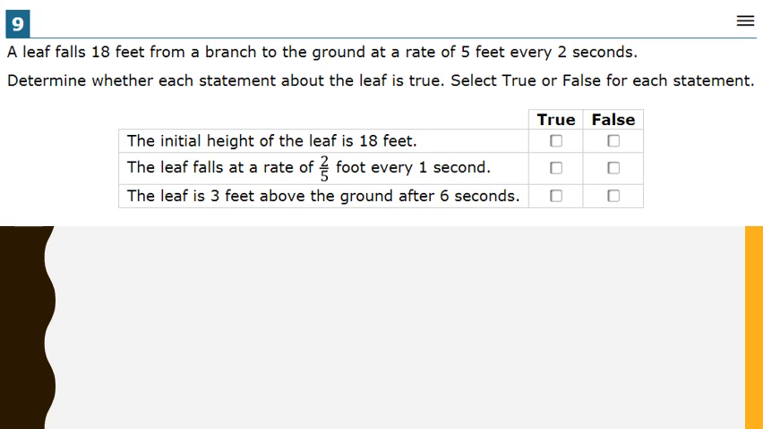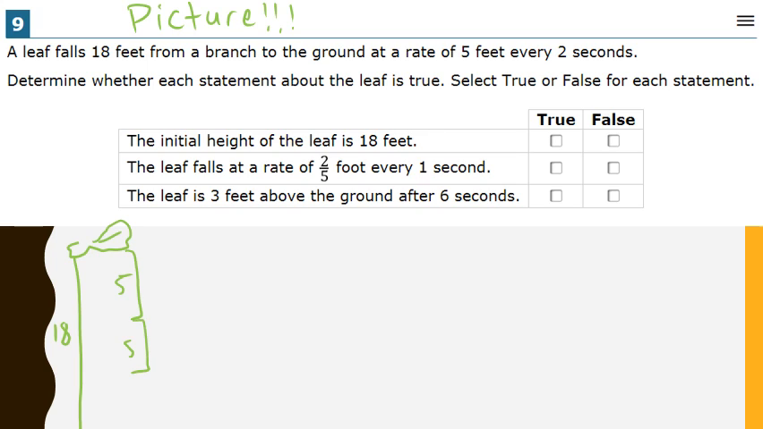Now here is where drawing a picture is massively important. So I'm going to write up top, picture with exclamation points here, because it asks you about a scenario that would be much easier to visualize if you had a little picture. So what I'm going to do is draw a little leaf. Look at my beautiful leaf there. And what I know is that this leaf is 18 feet from the ground, and every 2 seconds it is falling 5 feet lower and lower.